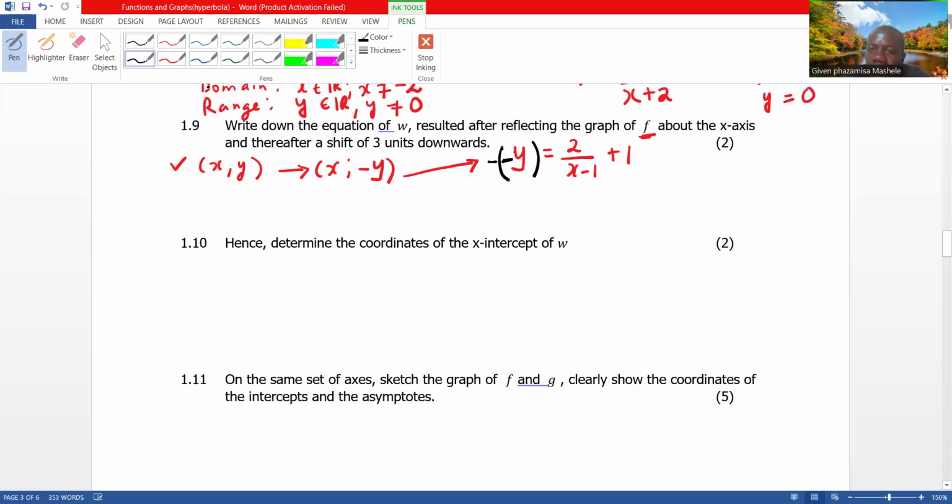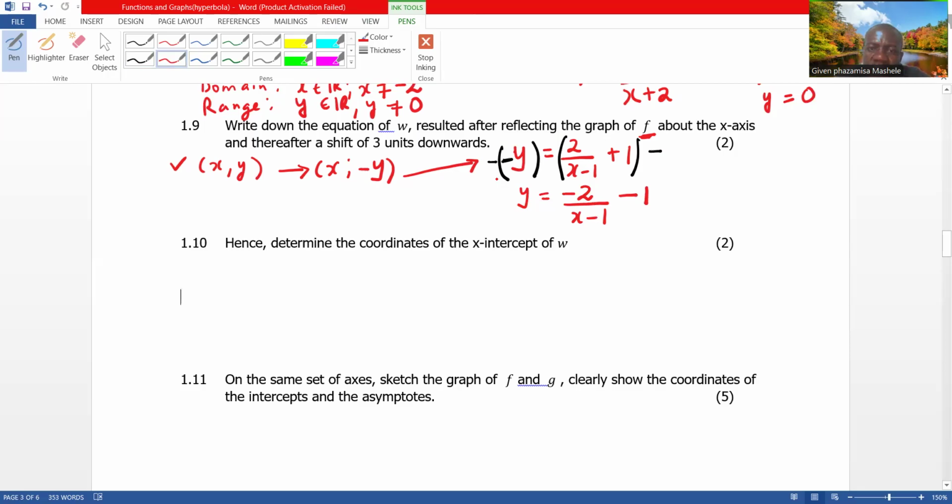Remember, what you do on the left must also be done on the right. So the equation now will be y equals to, now the numerator will be affected, it will be negative 2 over x minus 1, not the denominator. Then also even the q will be affected, so it will now be minus 1 when we multiply by negative. See, now the graph will shift 1 unit downwards.